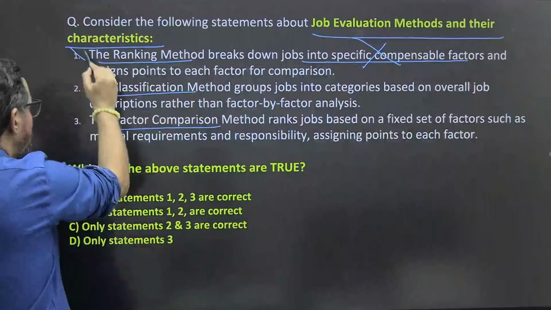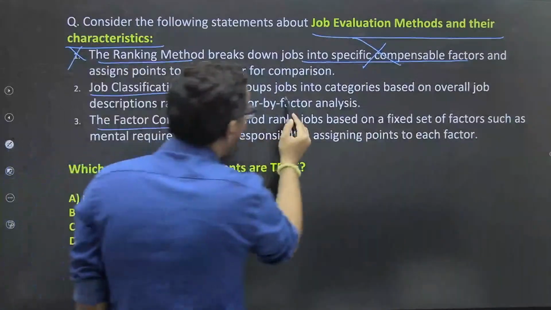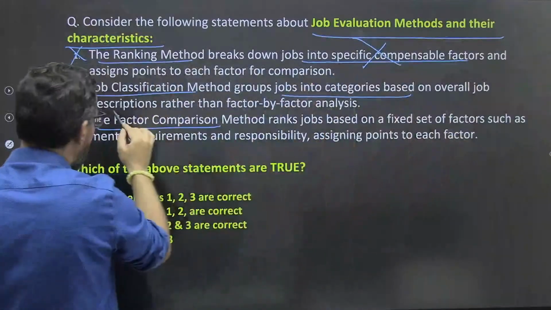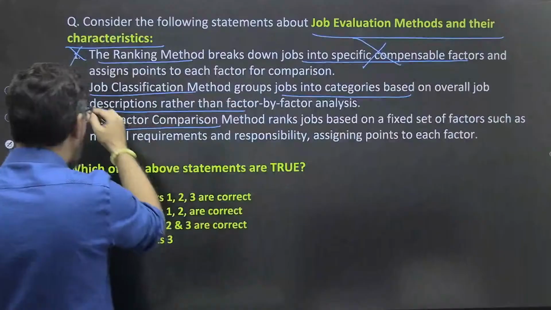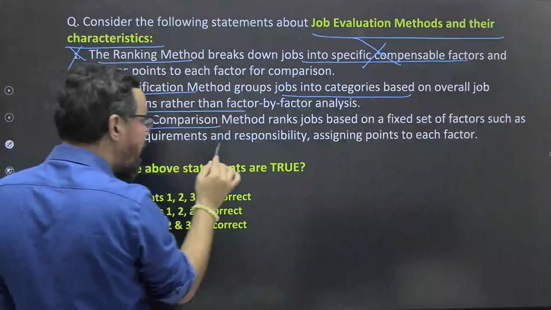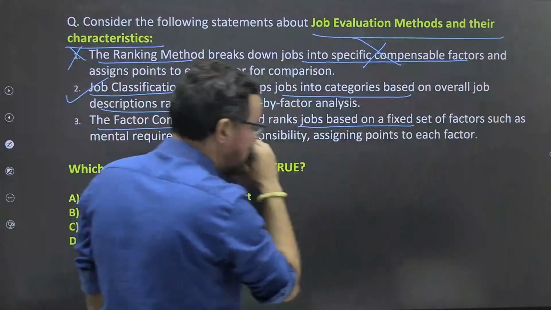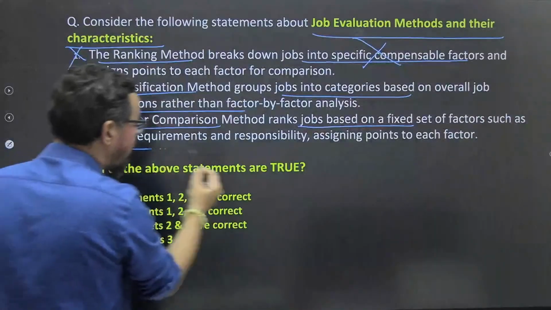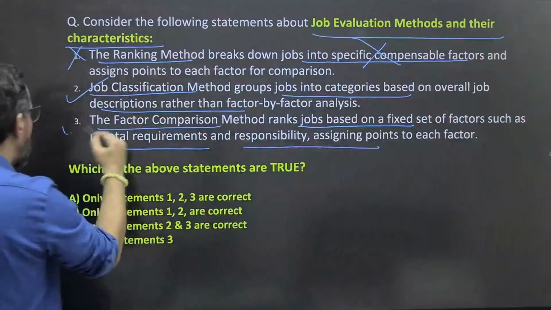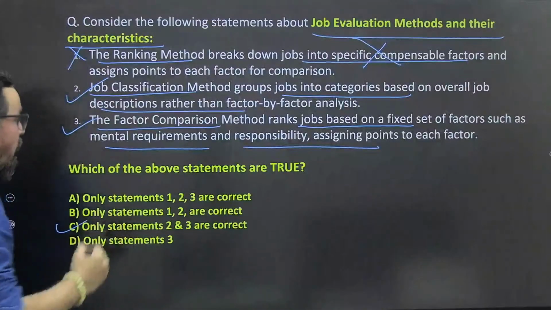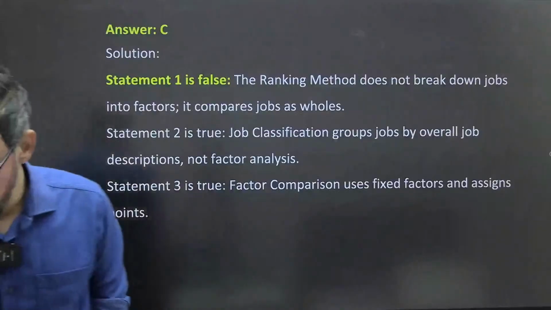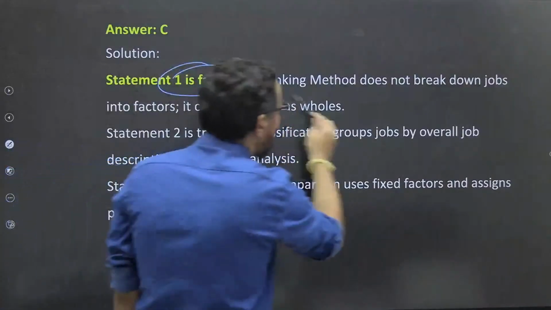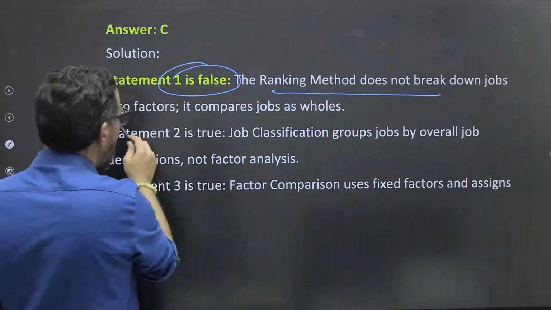So this is wrong. Job classification method groups a job into categories based on overall job description rather than factor by factor. True. Factor comparison आपका job based on the fixed set of factors such as mental requirement, responsibility and all. True. 2 and 3 means आपका option C should be the right answer for this particular question. Very good Munna sir. So option 1 is for ranking method does not break down job into factors.